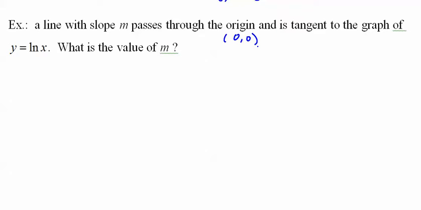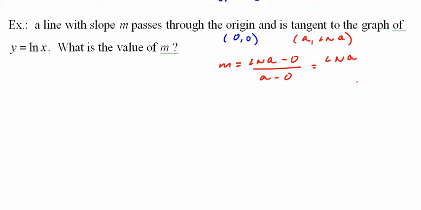So we don't know the point, so let's make up a variable, a constant. We'll say it goes through some point in addition to the origin, a, and then if I put in a, I get ln of a out. So I want the slope, and I can do it the old-fashioned way: ln of a minus 0 over a minus 0 equals ln of a over a. And I can do it with the derivative.